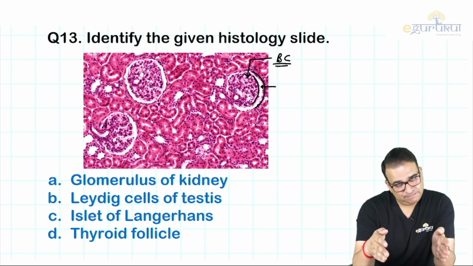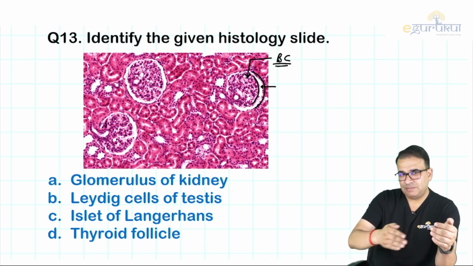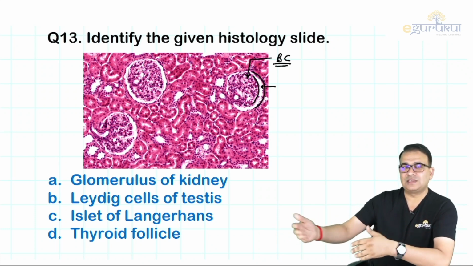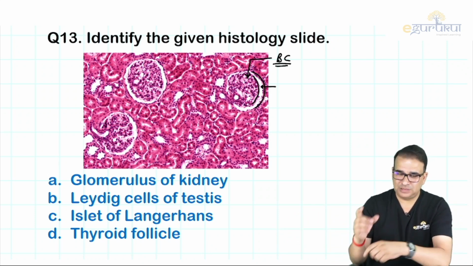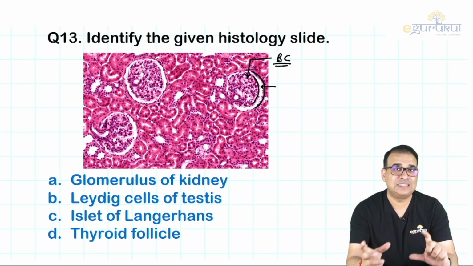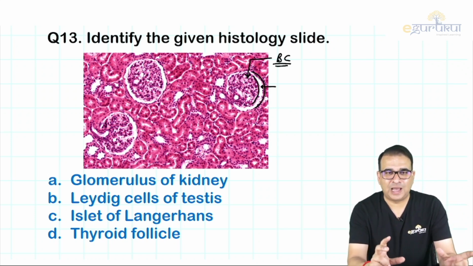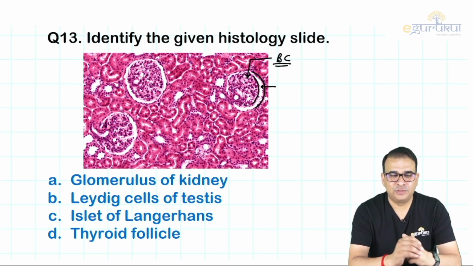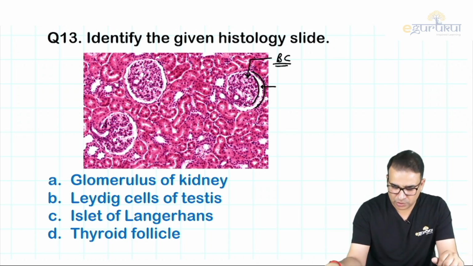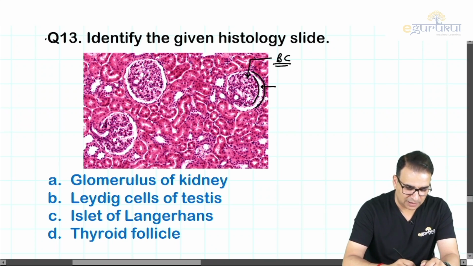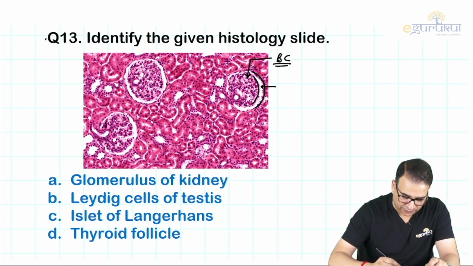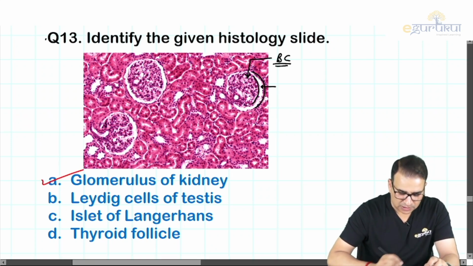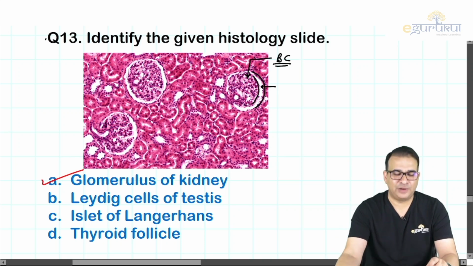And obviously, if they will only be asking the identification of basic slides, they will try to give slides that are easily confused with another one. So we need to understand the slides which look alike, which I'm going to do in a future series on my channel. So guys, for this question, as per the feedback, the answer has to be the glomerulus of the kidney, and it's not the islet of Langerhans.